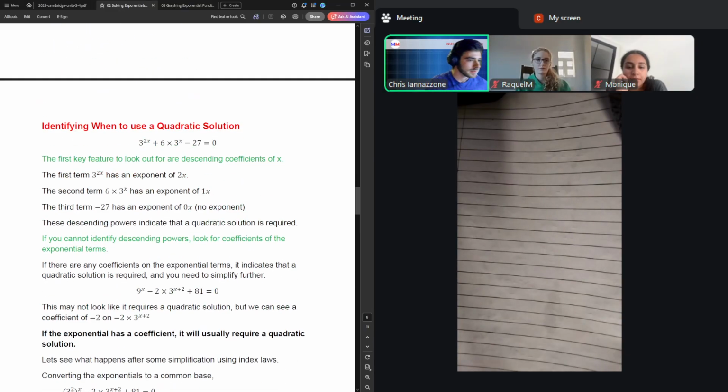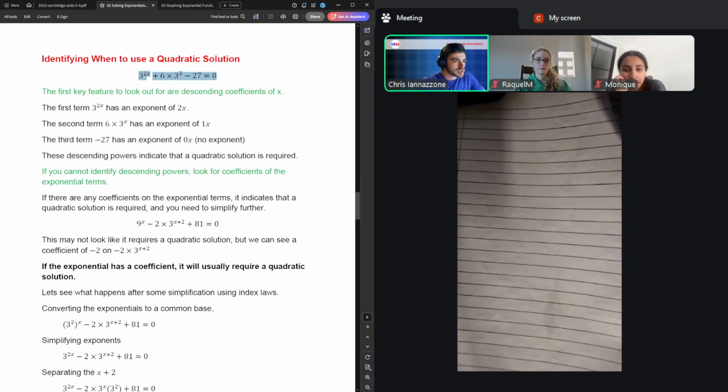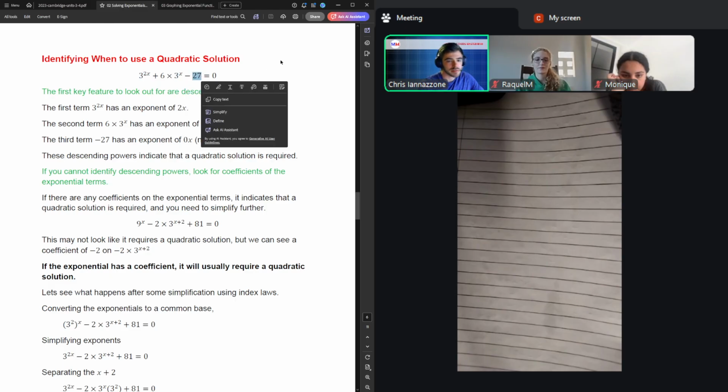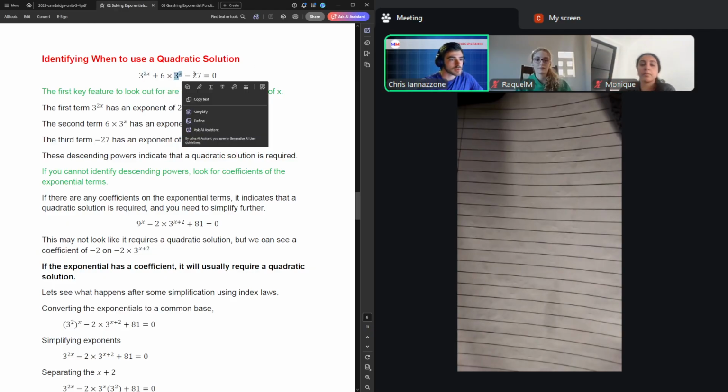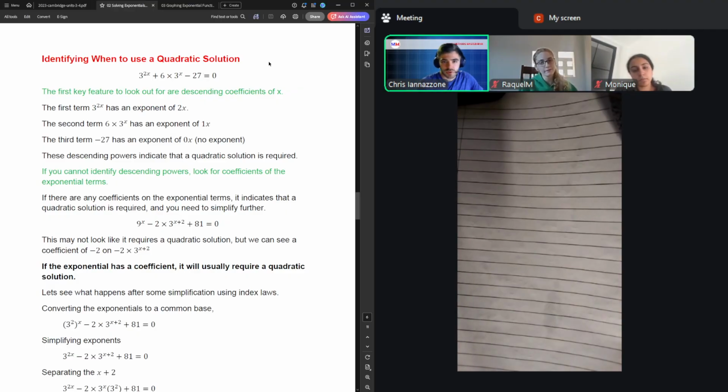Okay. So, beyond just sort of looking at complexity, when should we be using quadratic solutions to these things? One of the easiest things you can look for are descending coefficients of x. So you can see this one has a 2x, this one has a 1x, and this one you can think of as having a no x, right? So that descending power down from 2 to 1 to 0, that's very quadratic-like, x squared plus x plus constant. It's not always going to be exactly like that, or at least it's not going to feel like that.